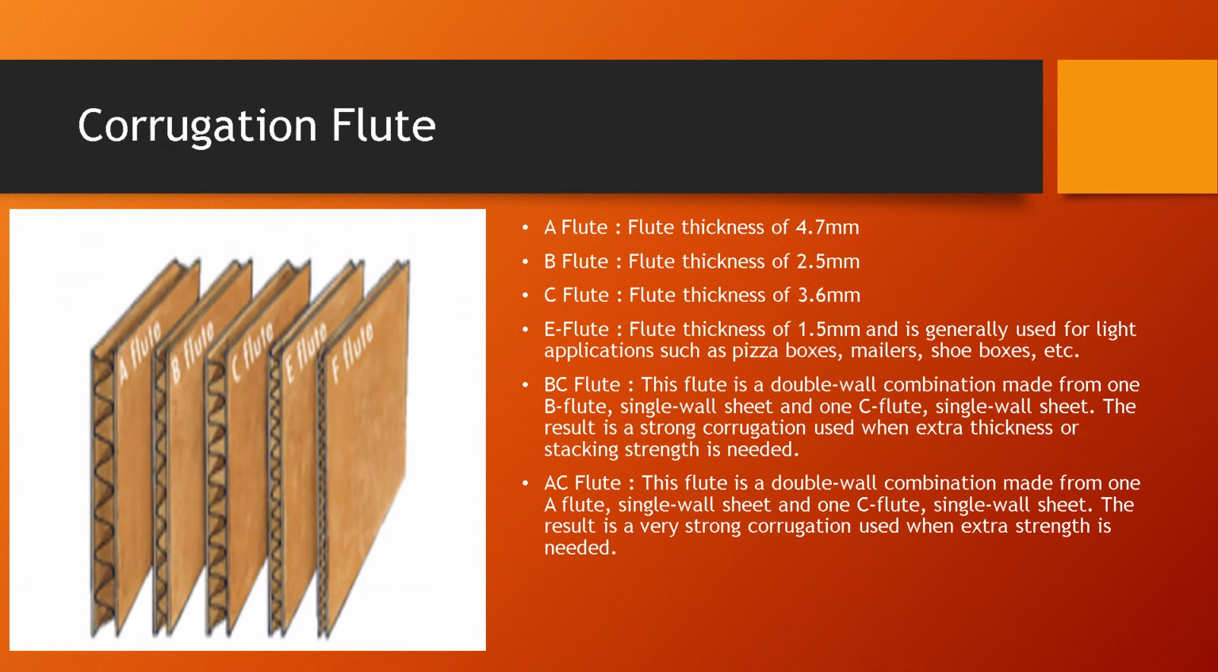The result is a strong corrugation used when extra thickness or stacking strength is needed. The AC flute is also a combination of A flute and the C flute. The result is a very strong corrugation used when extra strength is needed.